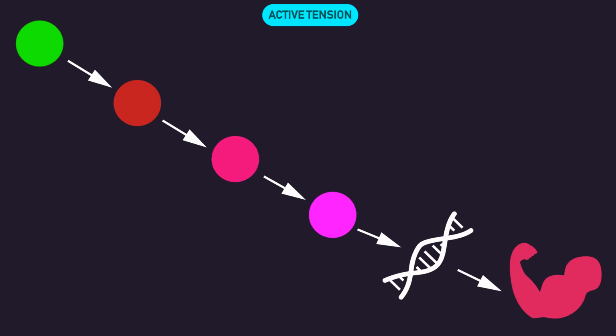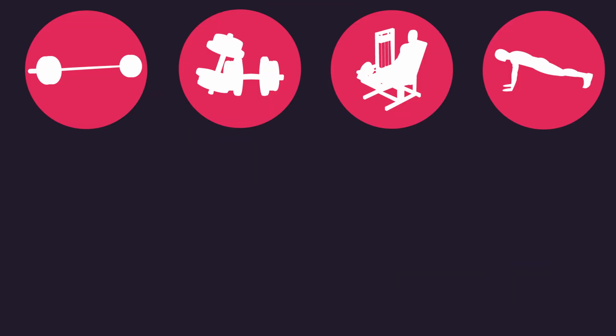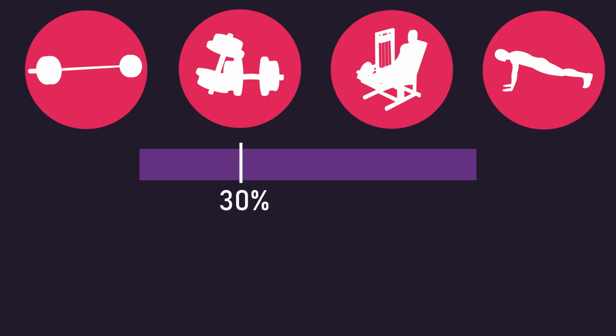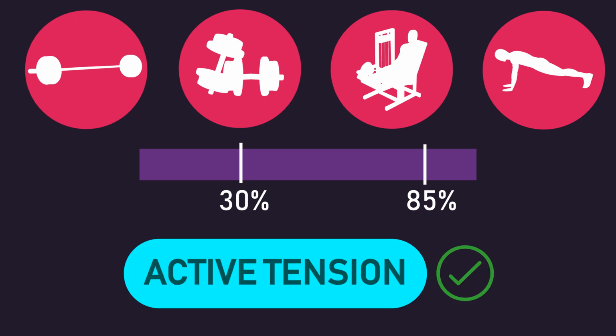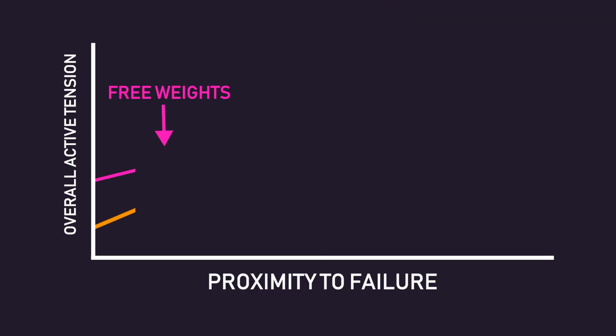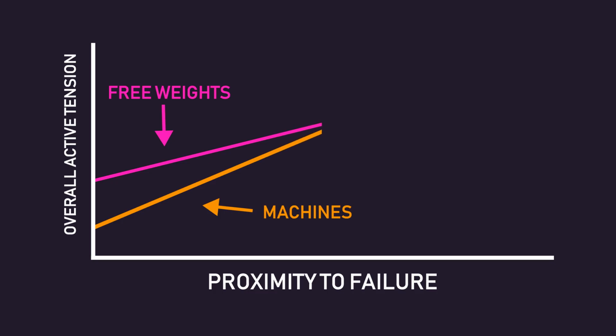Now, here's the thing, regardless of what's used, a barbell, dumbbell, machine, or even body weight, taking a movement close to failure with a load between 30% and 85% one rep max will result in sufficiently high amounts of active tension overall for a sustained period. So, although it's possible free weights recruit more fibers early on in a set due to the instability, implying greater overall active tension early on, as reps approach failure, this likely would not matter.